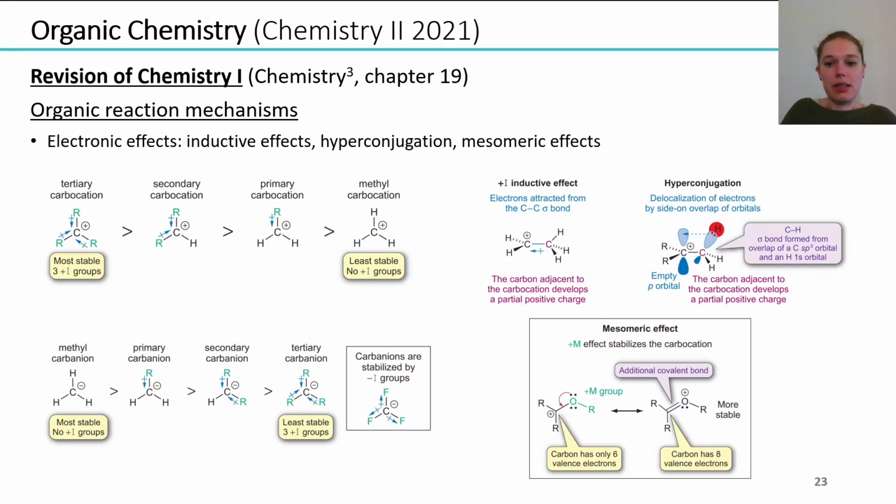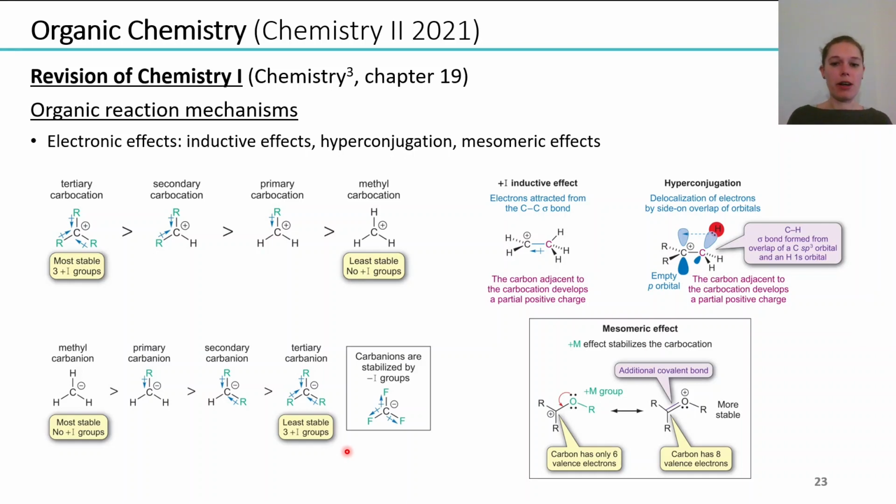And if we then compare the stabilization for the carbocations with the carbanions, then we can see that the trend is exactly the opposite. Here, if we compare first of all the tertiary carbocation, we know that this can be stabilized by 3 plus I groups. And if we then compare it with the tertiary carbanion, we see that this version is the least stable.